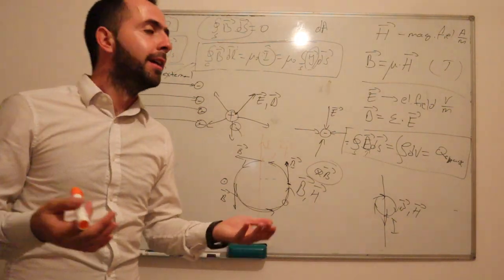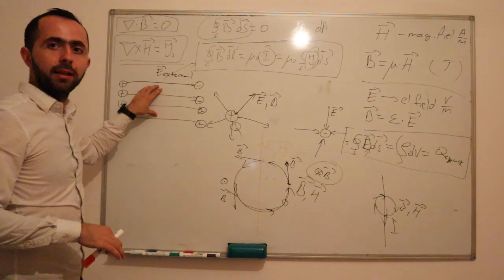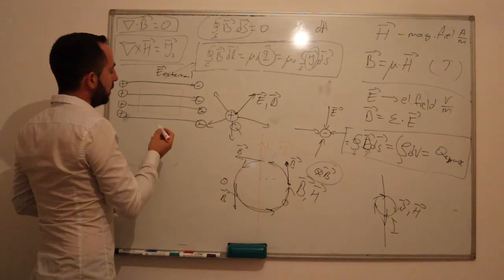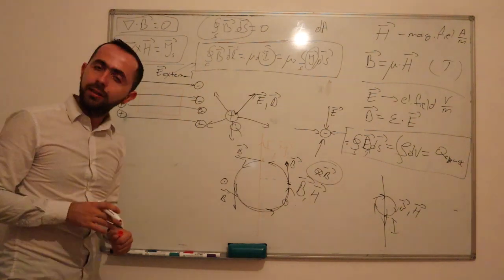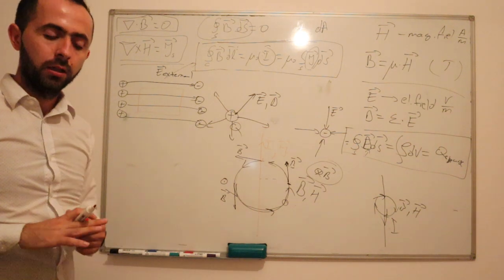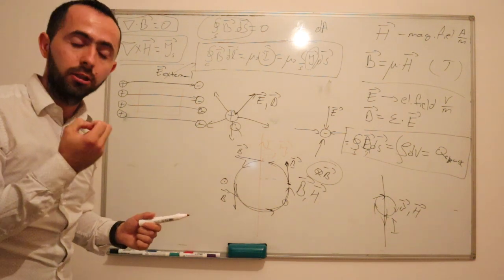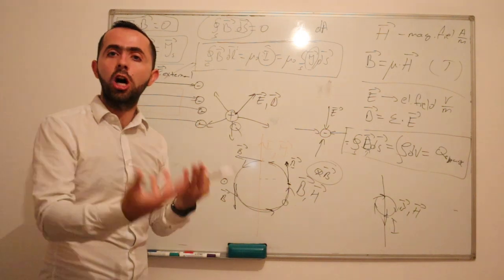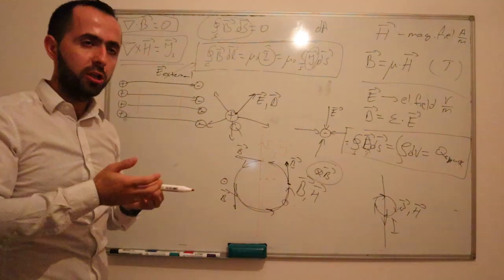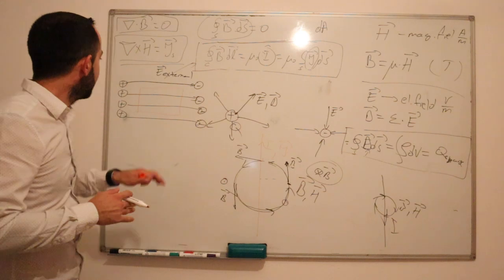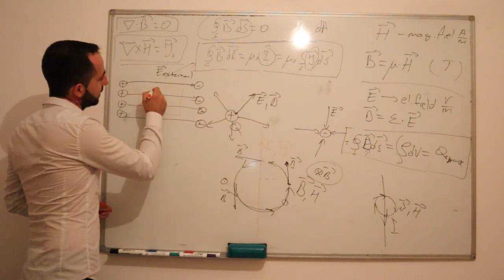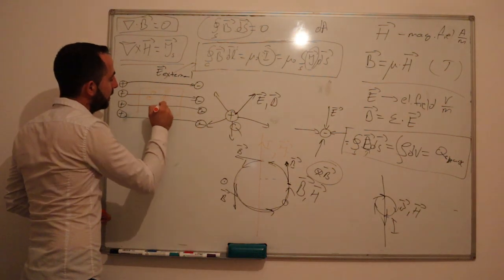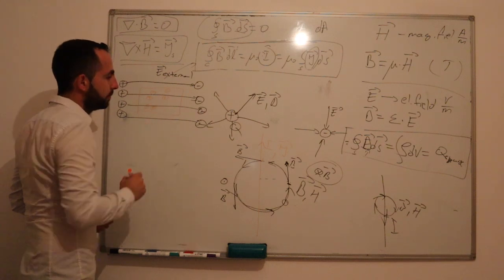What happens if I put my conductor in this electrical field? I will draw it like this, simple. I put a conductor in this electrical field. What is the main characteristic of a conductor? The main characteristic is that it has a lot of free charges. Charges can be positive or negative, like electrons. It has a lot of free electrons, so it has a lot of free positive and negative charges.